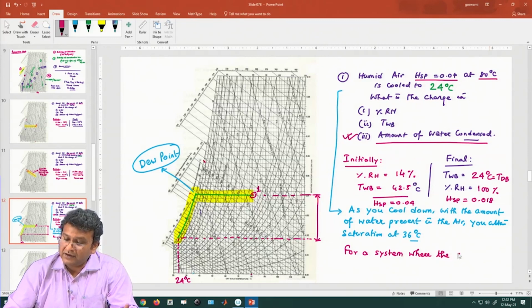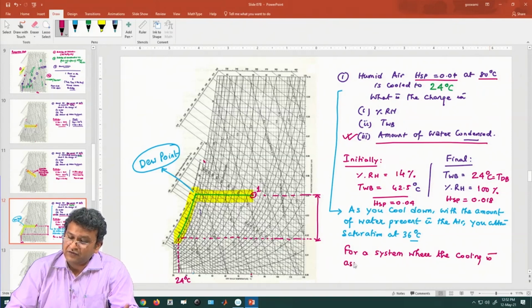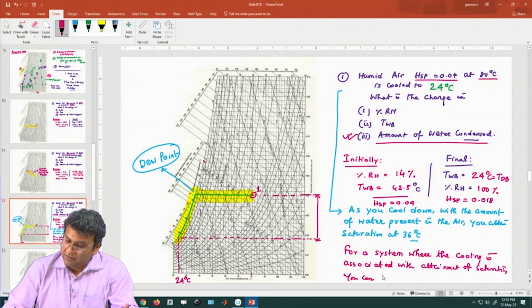So, at the dew point there is no curve or anything like that, but for a system like this, where the cooling is associated with attainment of saturation, you can locate the dew point also.